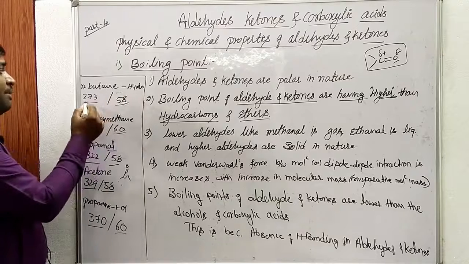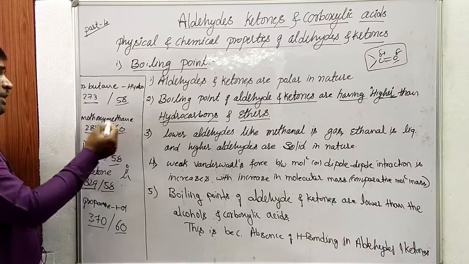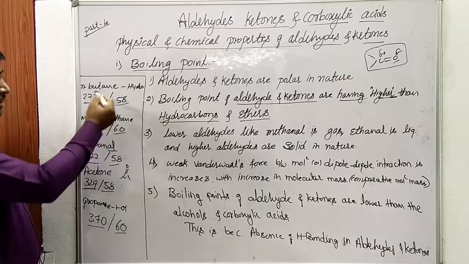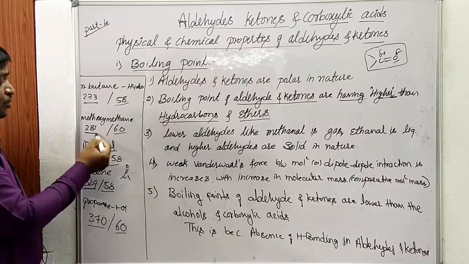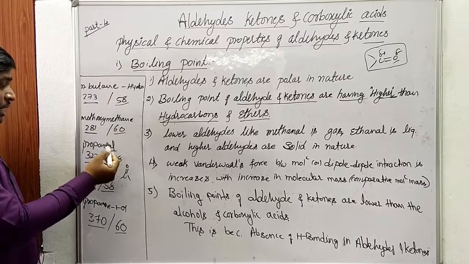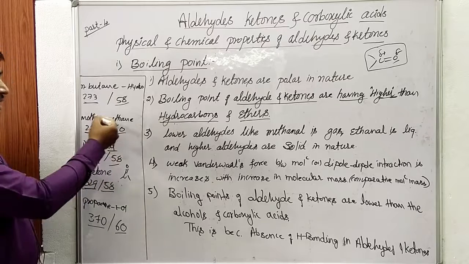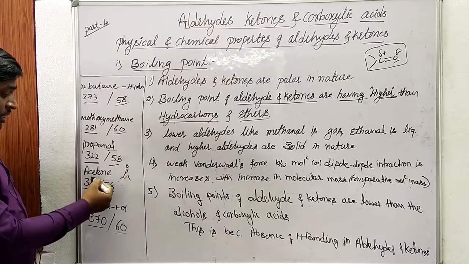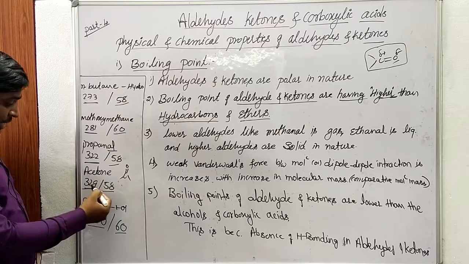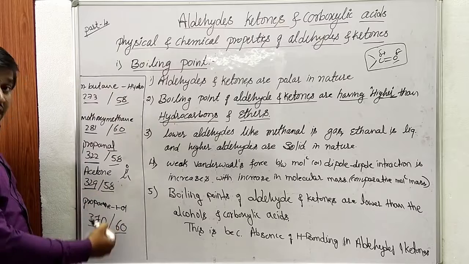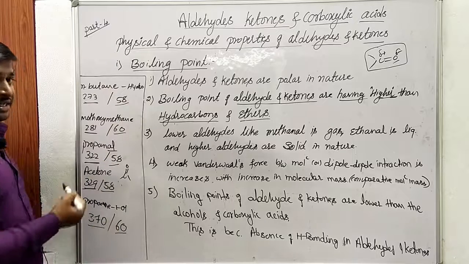This hydrocarbon has 273, and next, methoxymethane, an ether, is higher than the hydrocarbon at 281. Propanal, an aldehyde, has a boiling point of 322. Aldehydes are higher than ethers and hydrocarbons. Acetone has 329, and propanol, the alcohol, has a still higher boiling point than aldehydes and ketones.